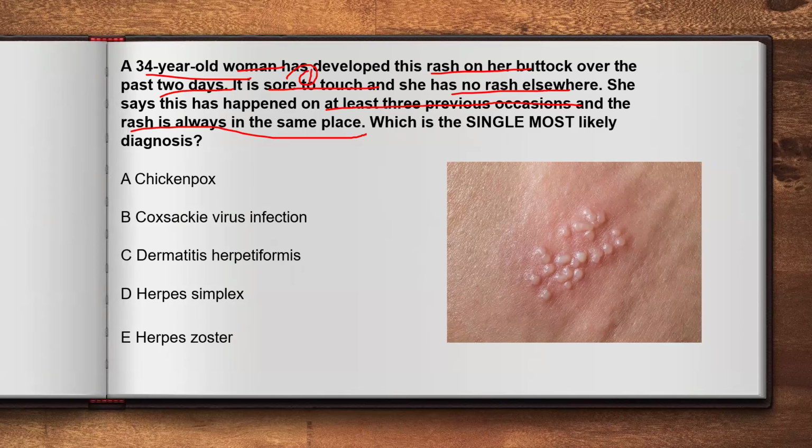Okay, so now look at the options. So it's a young female having recurrent rashes. Very good, fixed drug eruption. So young female, recurrent rash on the same dermatome, sore to touch, had previous 3 episodes. So we know it's herpes zoster. And then they have given you a picture as well.